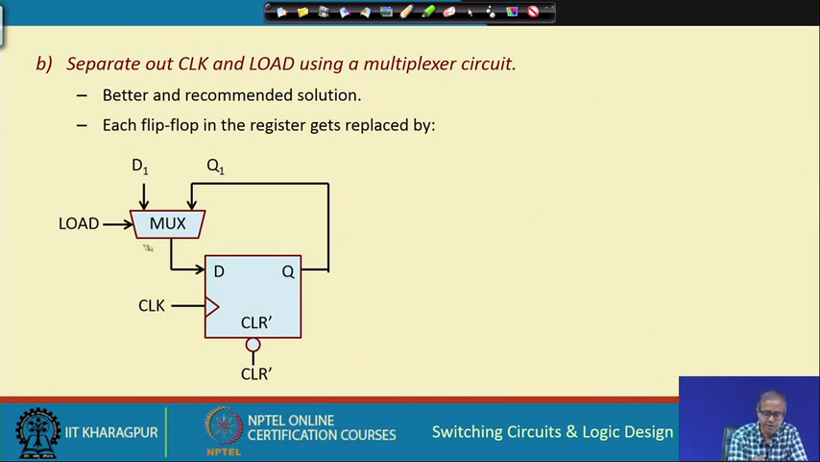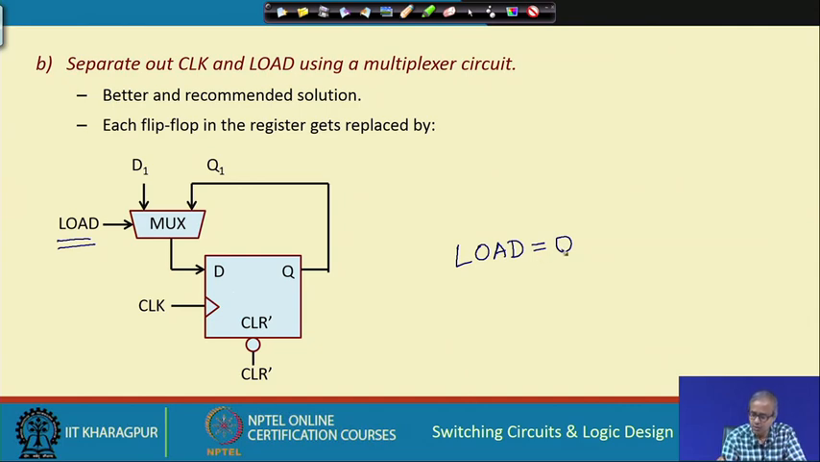Here you have a 2 line to 1 line multiplexer and you have this load control. If load is 0, just try to understand what is happening. If load is 0, which means you are not trying to load. So, whatever is stored in this flip flop should remain. In a register there will be a number of such flip flops. I am just showing one flip flop, but the clock is coming continuously. So, whatever is in D will anyway get loaded with every clock.